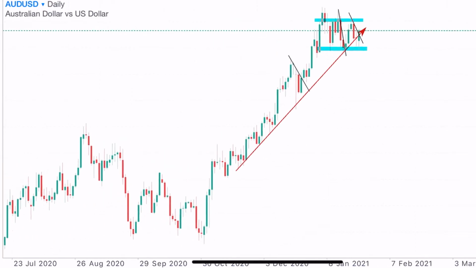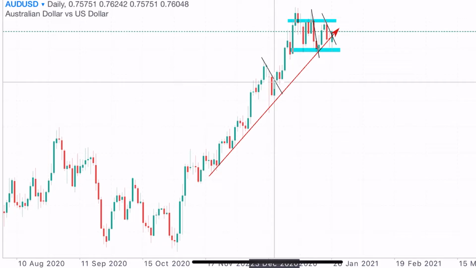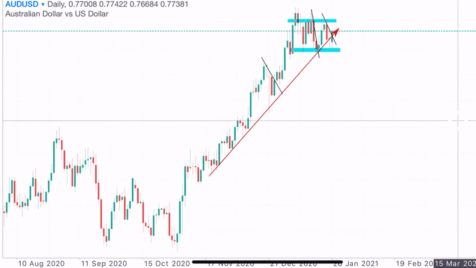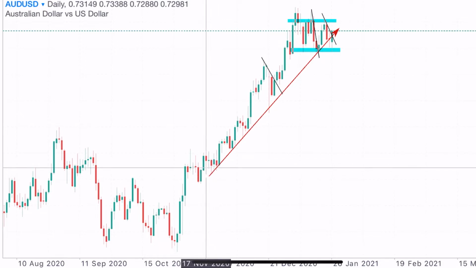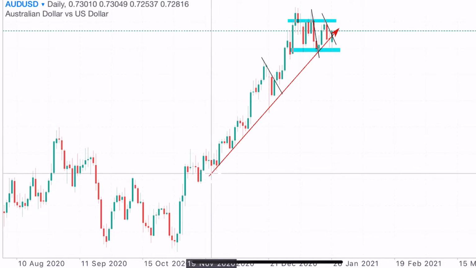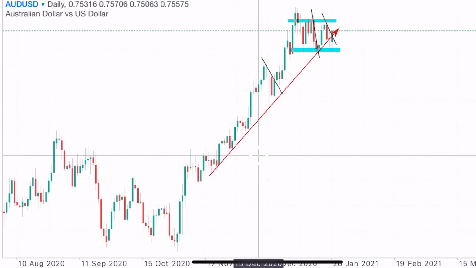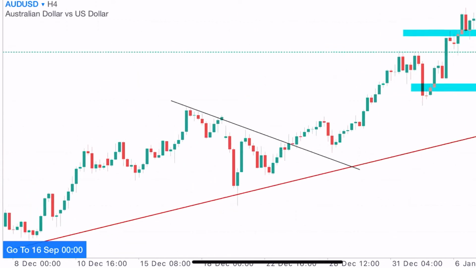What we're going to use the daily for is to get this trend line. For us to get it, we need to be on the daily time frame, because you need the candlestick wick or candlestick tail of the 19th of November and align it to the current price. After you've done that, you're going to go to the H4.